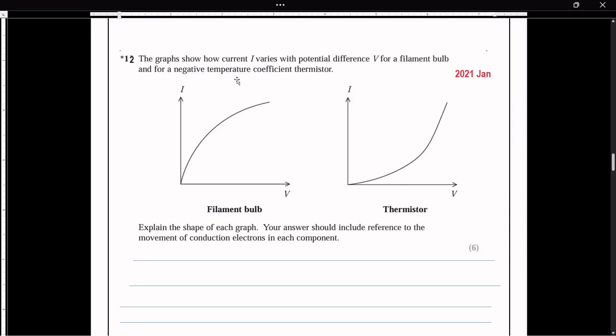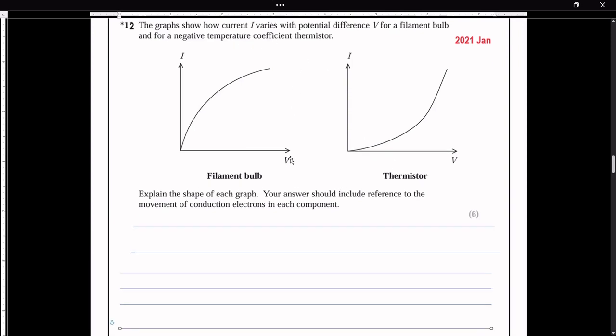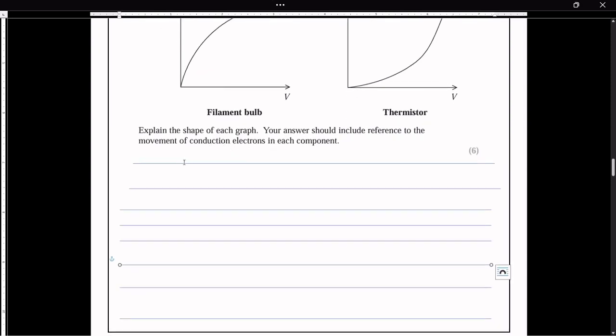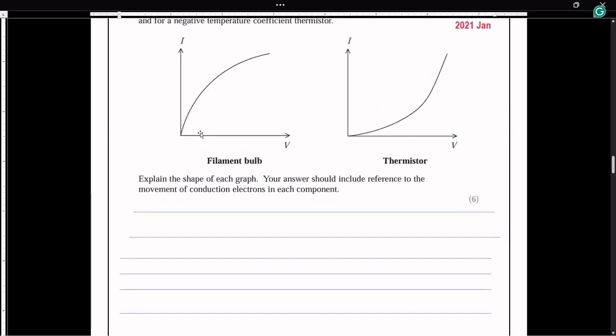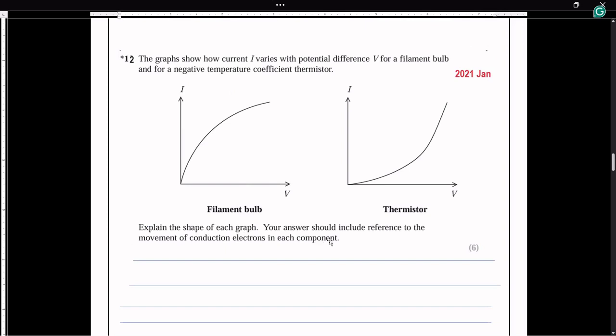As you know, negative temperature coefficient means its resistance has an inverse relation with temperature, not a direct relation. It is inversely proportional to the temperature. This is the meaning of negative temperature coefficient. The first part is actually a repeated answer, because we answered it 2 or 3 questions back, explaining the shape of this graph. Here they want the explanation in terms of the movement of the conduction electrons in each component.